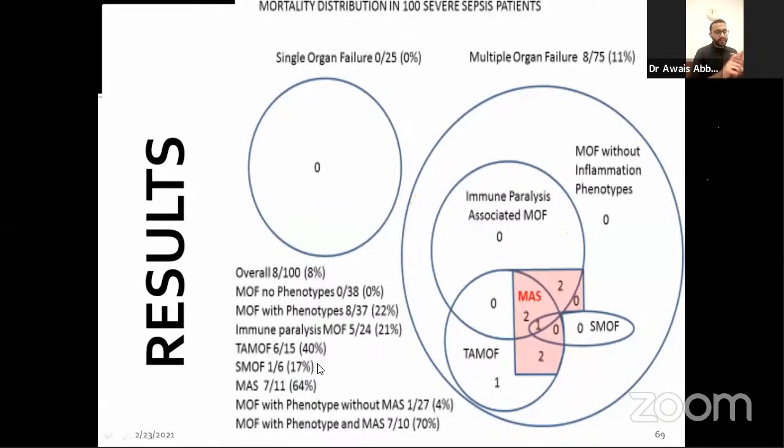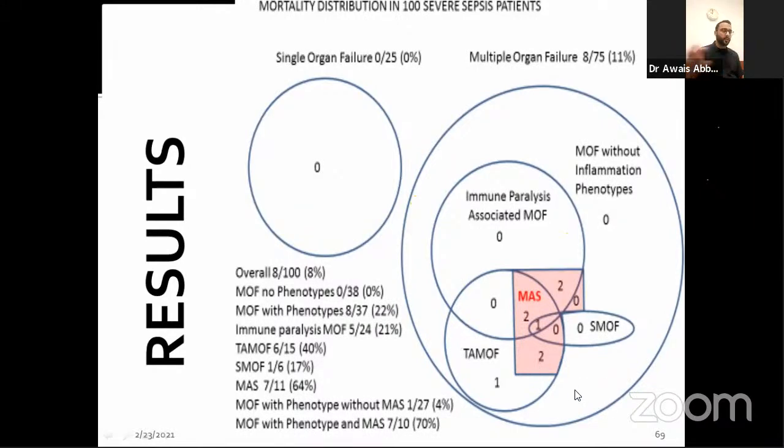The patients with multi-organ failure, with TAMOF, and with MAS, macrophage activation, had 40% mortality. And the patients with multi-organ failure, with ASMOF, with macrophage activation syndrome, had 17% mortality. And the mortality of MAS individually was 64%. So this is how significant these phenotypes are.